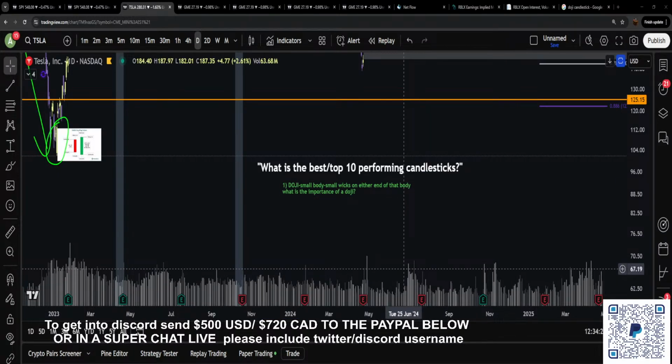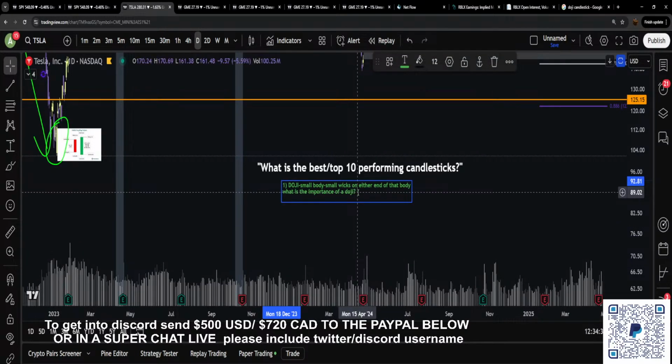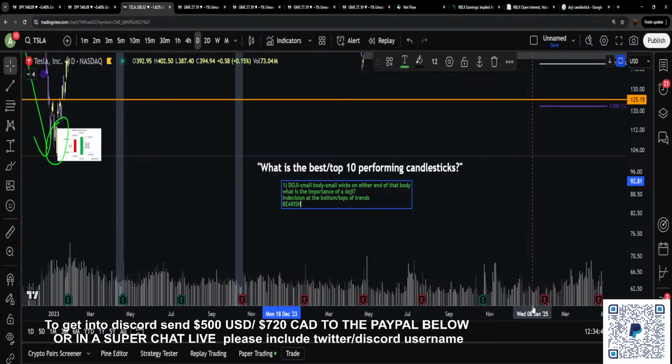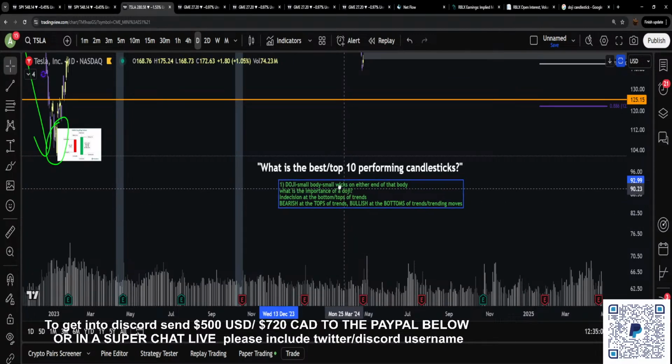All right. So far, so good. All right. Indecision at the bottoms and tops of trends. So it is bearish at the tops of trends and bullish at the bottoms of trends, or trending moves. Good enough. All right. So that is doji.